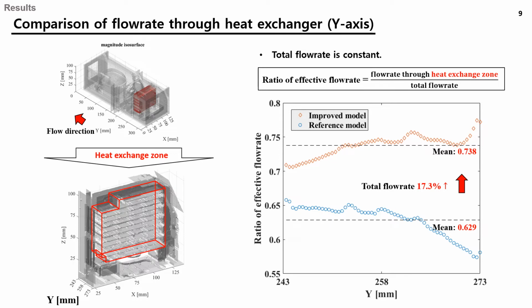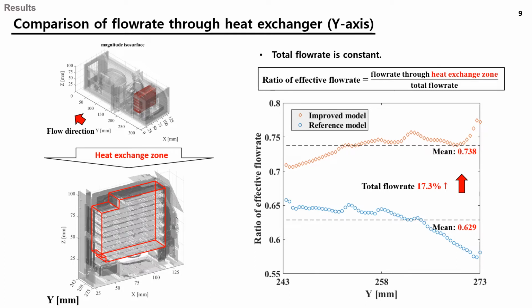Here are the results of the ratio of effective flow rate through the heat exchanger along the y-axis. As you can see, the red box is the heat exchange loop. The total flow rate passing through the machine room model interior is constant, but the flow rate through the heat exchanger is different for each slice along the y-axis. To quantitatively investigate how much flow passes through the heat exchanger, we define the ratio of effective flow rate as the flow rate through the heat exchange loop in the total flow rate.